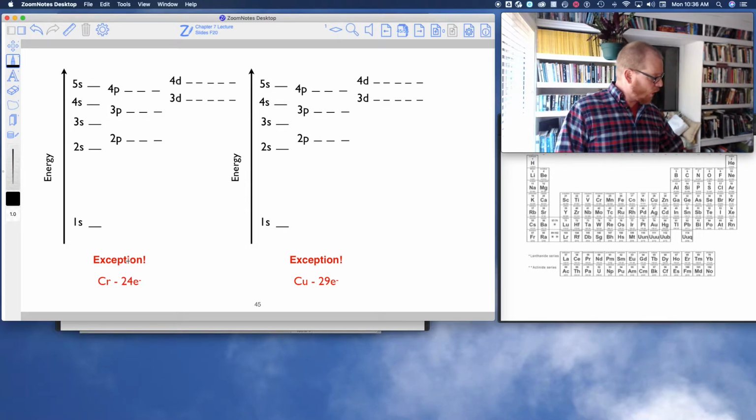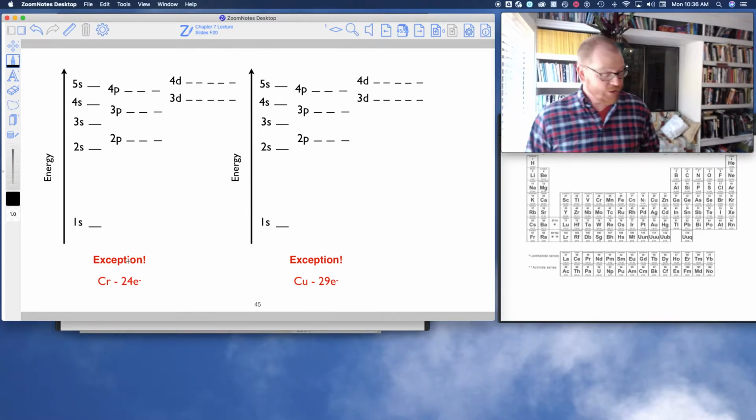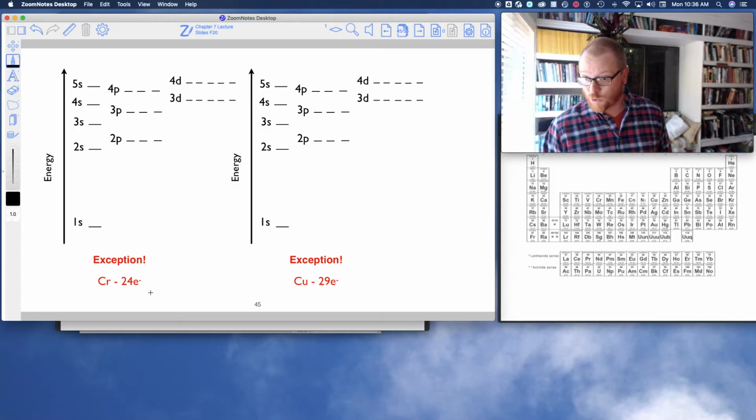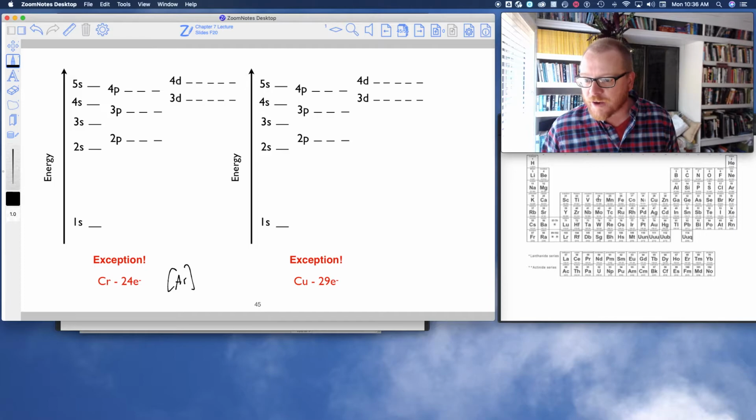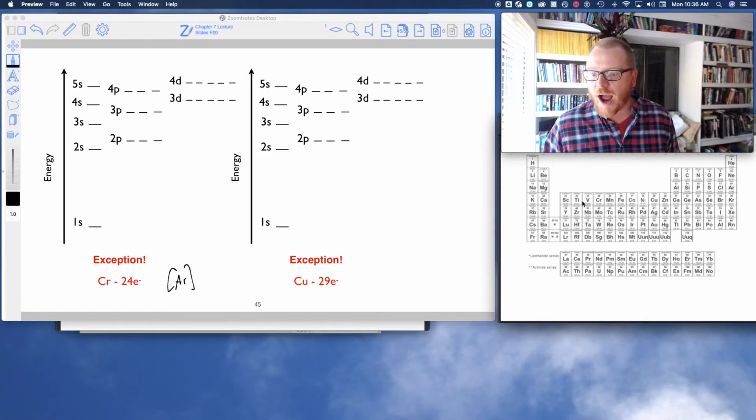Let's first talk about what we would expect for chromium. So as it turns out, chromium has 24 electrons. I'm just going to write down the electron configuration in the easiest way I know how, which is first I find chromium, there it is. And now I go backwards and find the noble gas it's closest to, which is argon. I don't go forwards, I go backwards. So I can write down argon. And now as I move forward, that's 4s2.